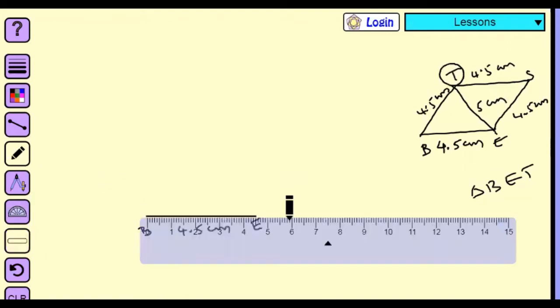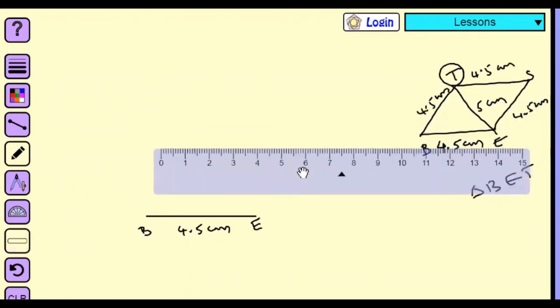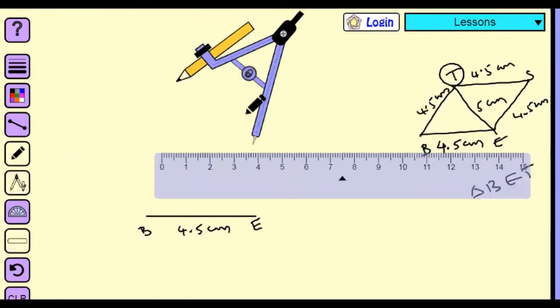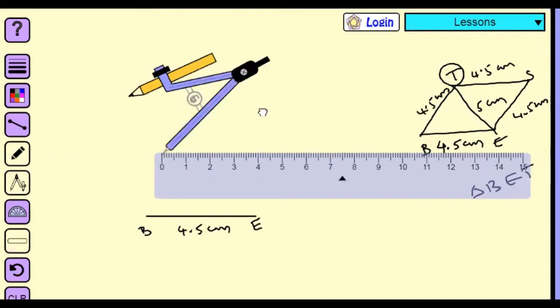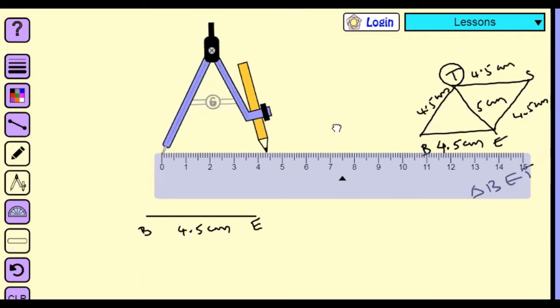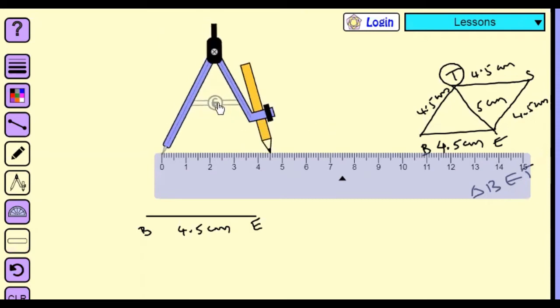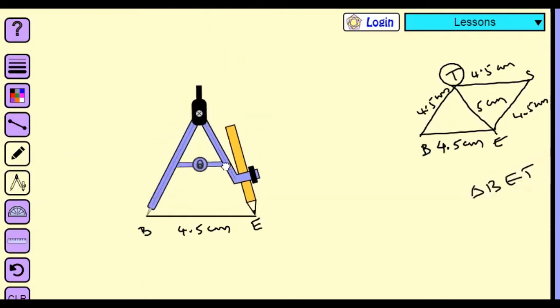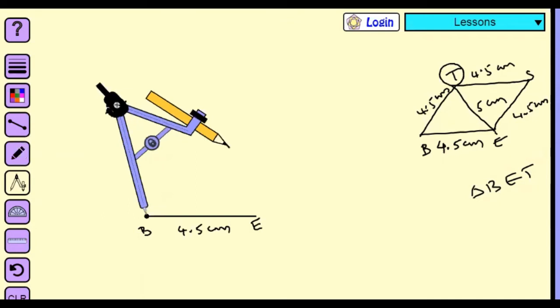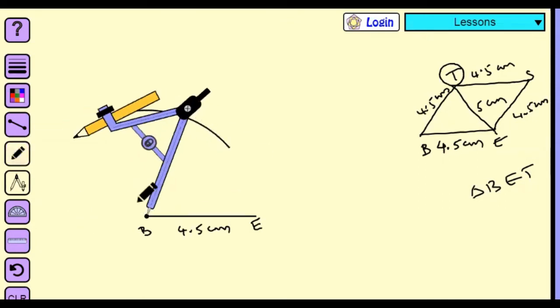Now take the ruler and take the compass measurement as 4.5 centimeters. Now we can continue all the arcs of the sides with this 4.5 centimeters. Why? Because all sides are equal. So first we take 4.5 centimeters as the compass radius. Now with B as the center, draw an arc here, and E to T we have a length of 5 centimeters.